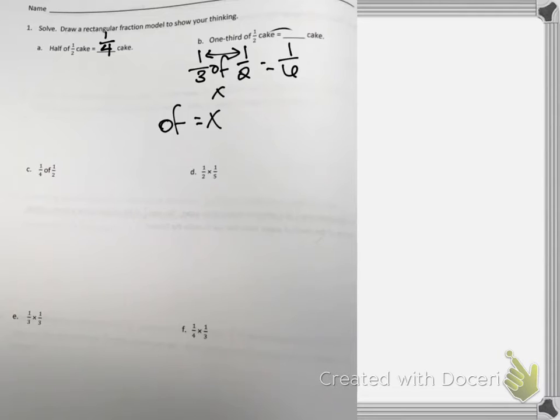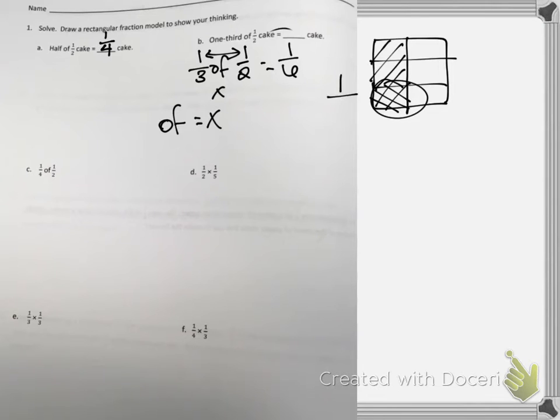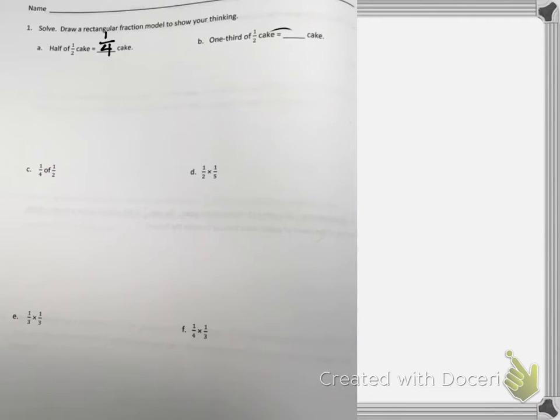Draw a rectangular fraction model in the same way. You can draw it as a square rectangle. So 1/3 of 1/2. We're going to start with that half because we know we have a half. And then we're going to split it up into thirds, and then 1/3 of that 1/2. And that is 1 unit that we have out of 6. So 1/6. And we're just going to repeat that all the way through.